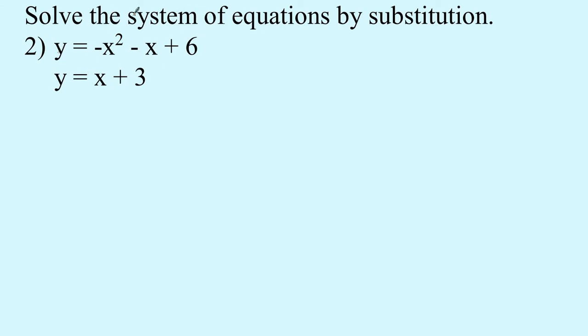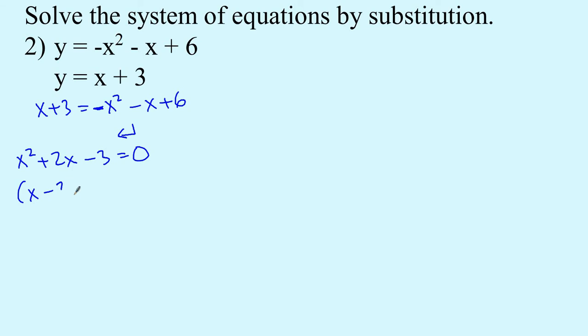Okay, so let's see. I think, if I remember correctly, most of my students in the past preferred just setting them equal. So x plus 3 equals negative x squared minus x plus 6. I'm going to move everything over to the left side because I want x squared to be positive. I don't like this negative. So I get positive x squared, positive 2x, negative 3. That can factor to this, I believe. Yeah, because that adds up to 2 and multiplies to negative 3. There we go. So then we get 2 solutions here.